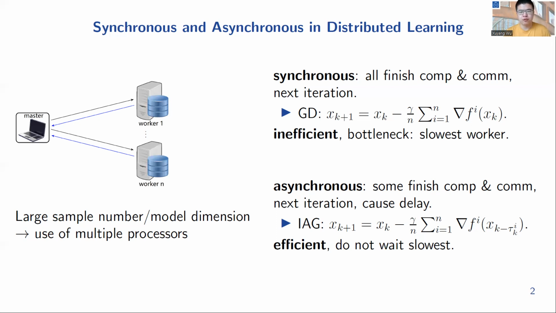To avoid this issue, one can choose to update asynchronously, which means that once some workers finish their computation and communication, the master will update the model and go to the next iteration. This usually causes delay. One example is IAG, which is the asynchronous version of gradient descent. In IAG, when some workers finish the computation of the gradient, the master will update the model. And for workers that didn't return their gradients, the master will just use the old gradients. This is usually efficient compared to synchronous update.